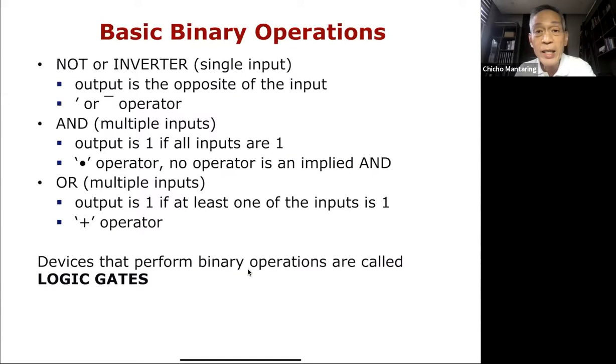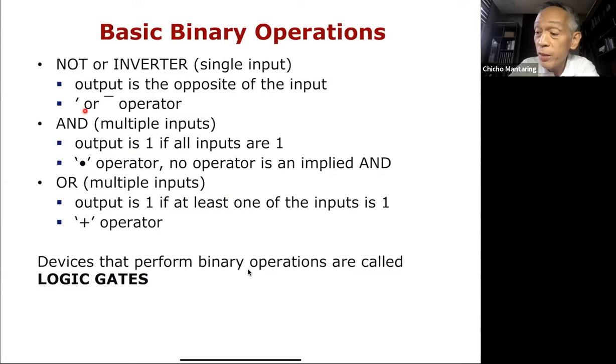Okay, there are basic operations that you can perform on bits. We call these basic binary operations. These operations can have a single input or they can have multiple inputs. For our single input operation, there's only one possibility, and we call that the NOT operation or the inverter. In the NOT operation, the output is the opposite of the input. In other words, if my input is 1, my output is 0. If my input is 0, my output is 1.